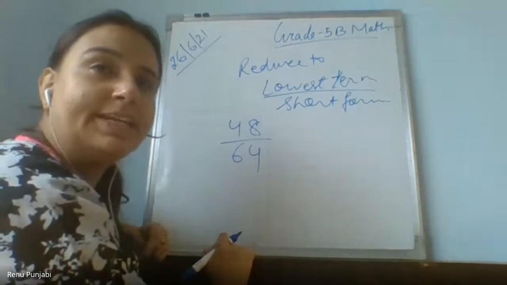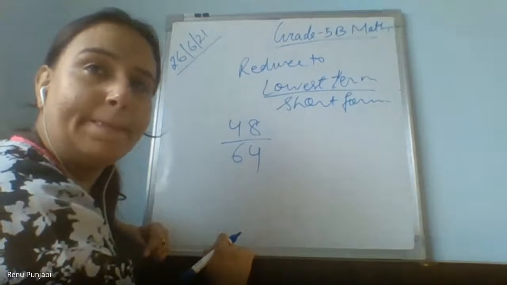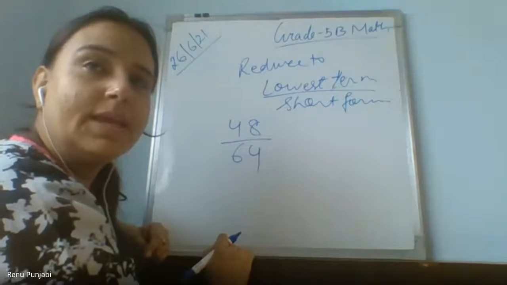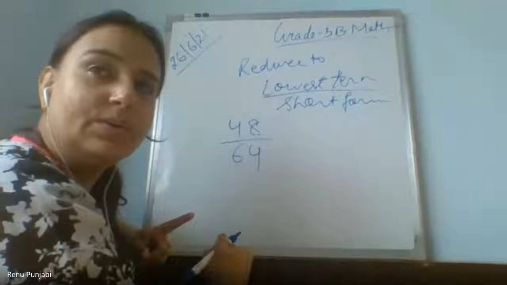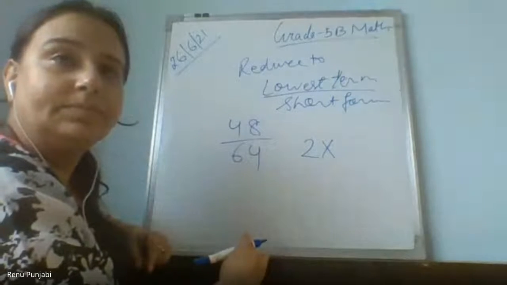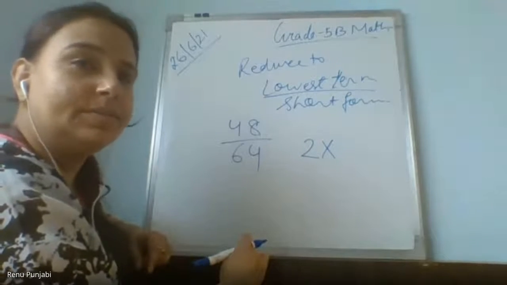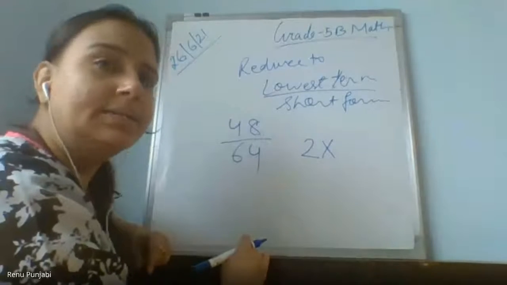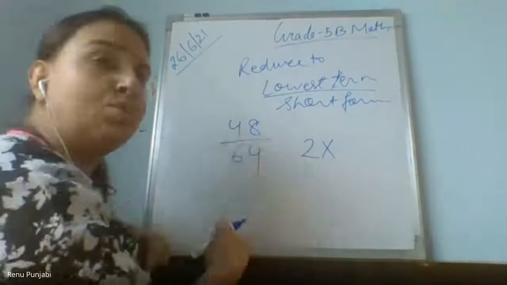Is 48 divisible by 2? Yes or no? Yes. Okay, so we write here it is divisible. But how many times? 2 times. Very excellent. 48 is divided by 2 times.